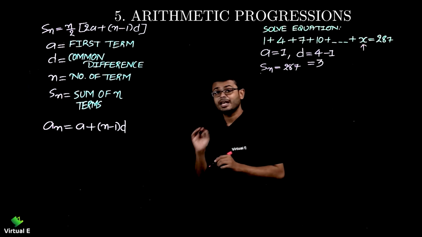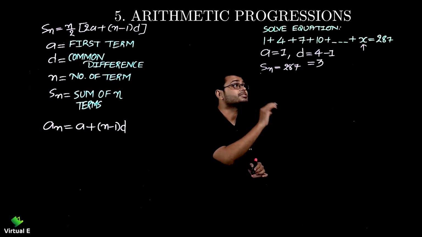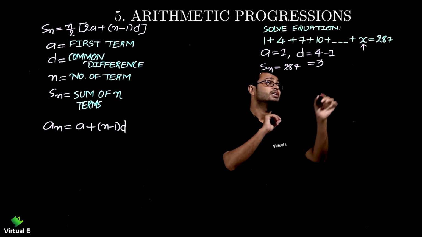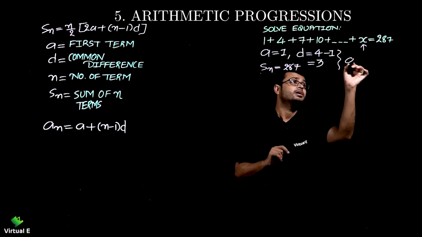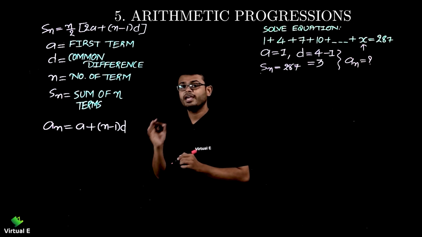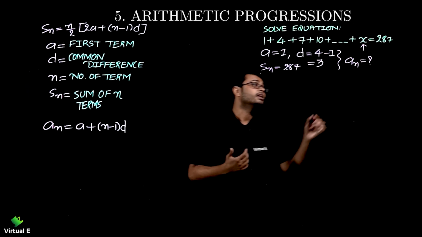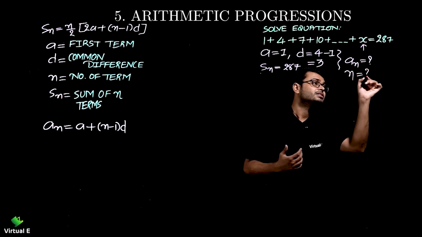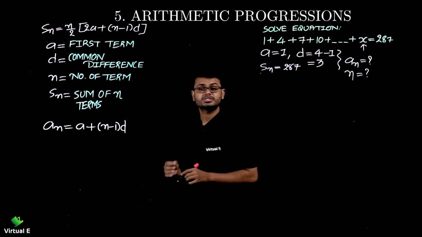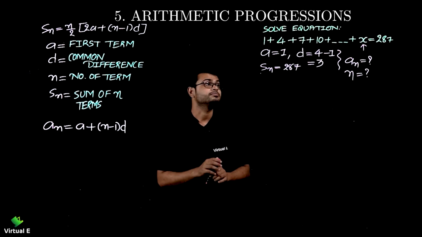x is the last term of this AP. Last term of the AP means an. We want to find the value of an. And before finding the value of an, we need the value of n as well. So there are two unknowns, an and n. So let's start the sum.